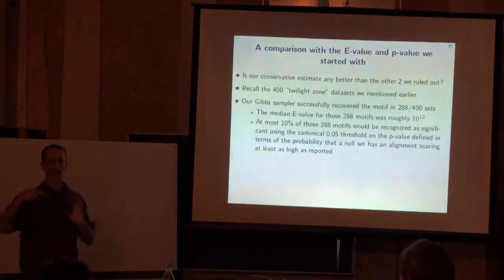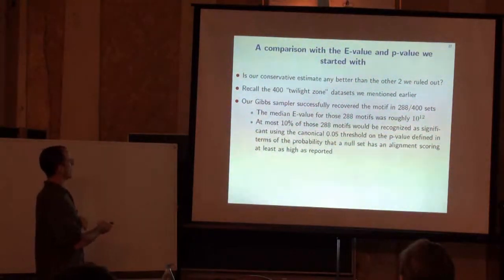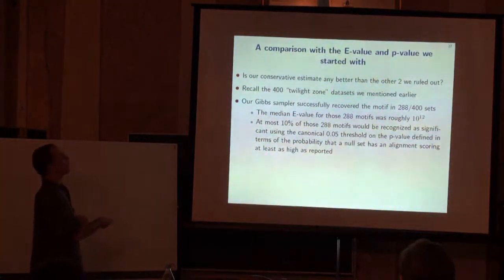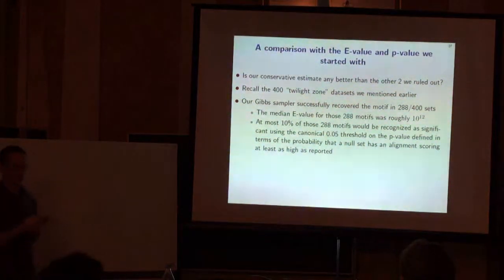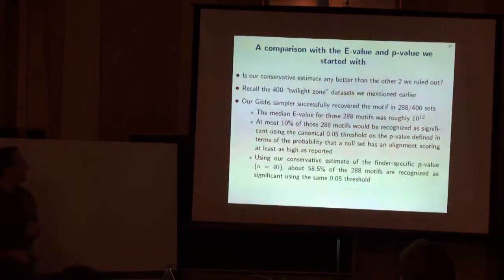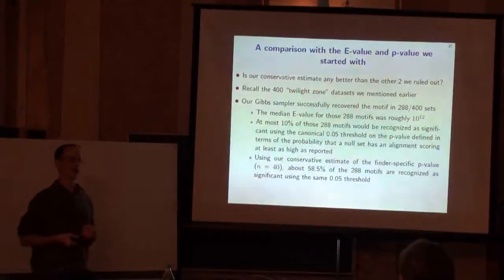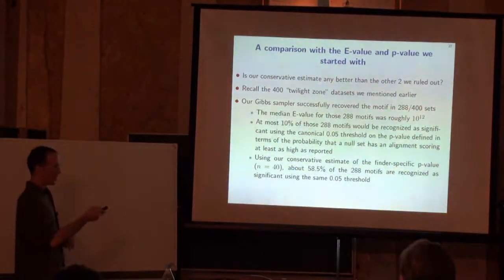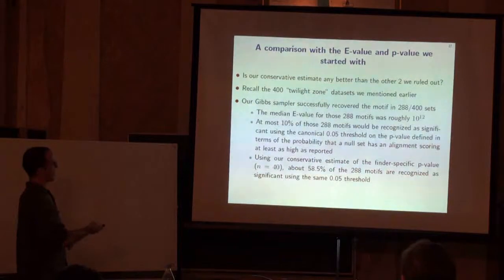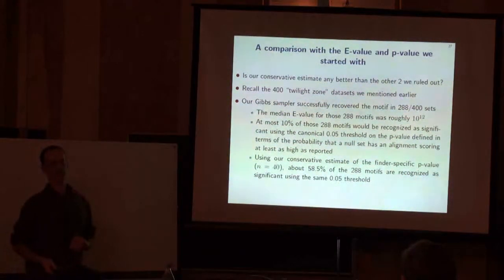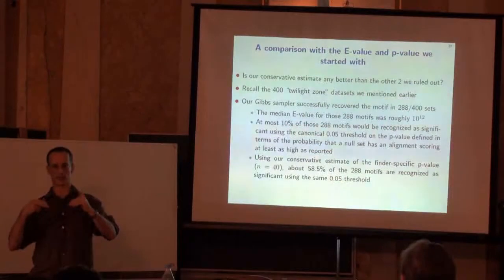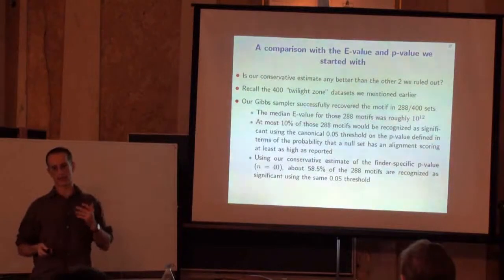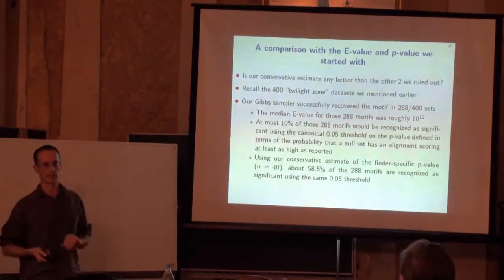Using that theoretical p-value, at most 10% of these motifs would be below the canonical 0.05 threshold. Using the newest p-value I just demonstrated, using this finder-specific estimation and confidence interval, now instead of less than 10%, almost 60% of these motifs are below the significance level of 0.05, so they will be declared significant. So it's still not 100%, but it is conservative, and it's a lot better than 10%.